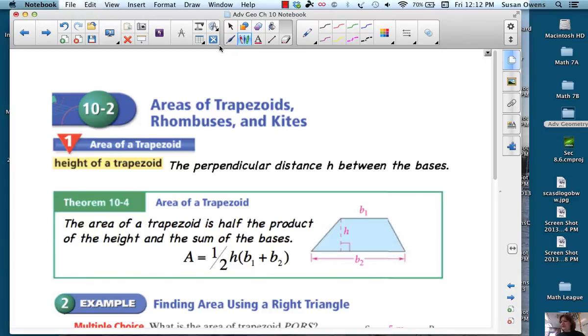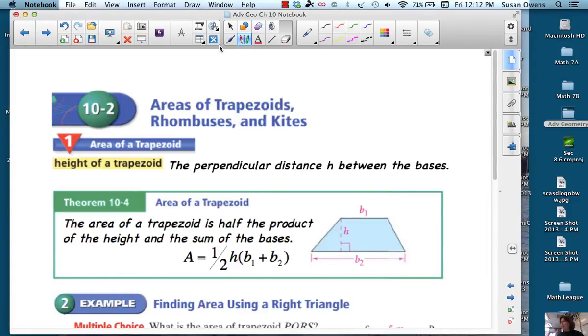Welcome to today's video. Today's video is for Advanced Geometry, Chapter 10, Section 2, Areas of Trapezoids, Rhombuses, and Kites. Now, one of the reasons why they do rhombuses and kites together is because, if you'll remember from previous chapters, we know that in rhombuses and kites, the diagonals are perpendicular, and that's actually going to come into the formula.